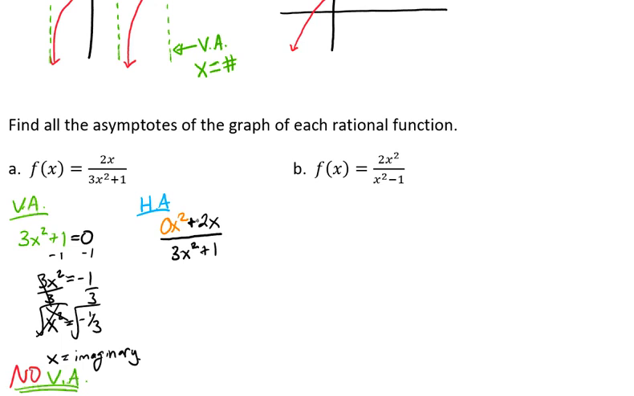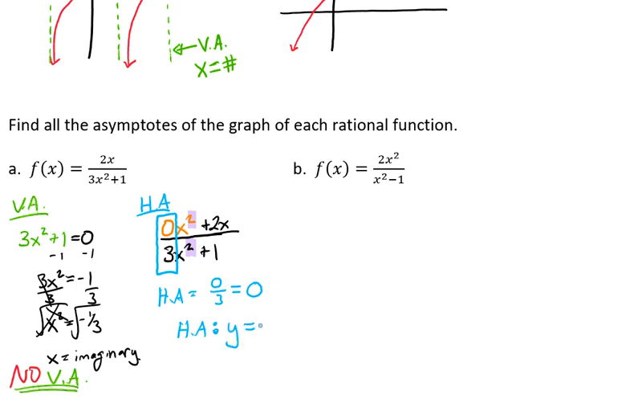Now to find that horizontal asymptote, we are going to look at the leading coefficients of our numerator and denominator. So again, we're comparing these because their degrees are the same. I'm going to go ahead and take these front pieces. So my horizontal asymptote is going to be whatever 0 divided by 3 is, which is 0. So my horizontal asymptote is y equals 0.